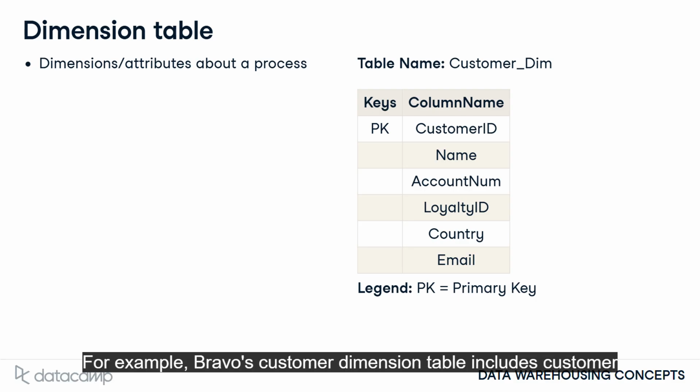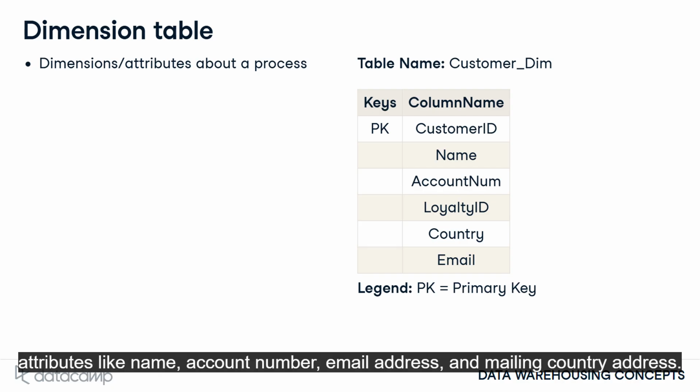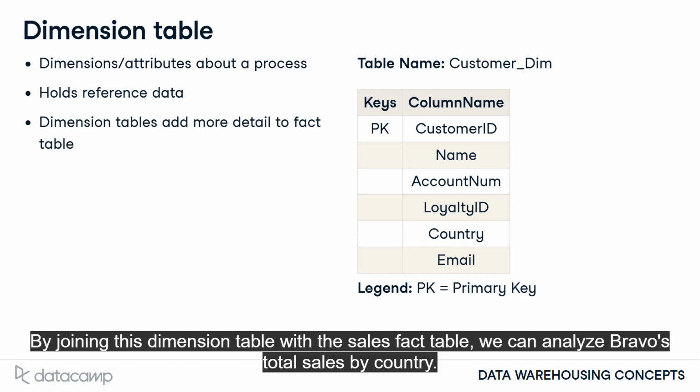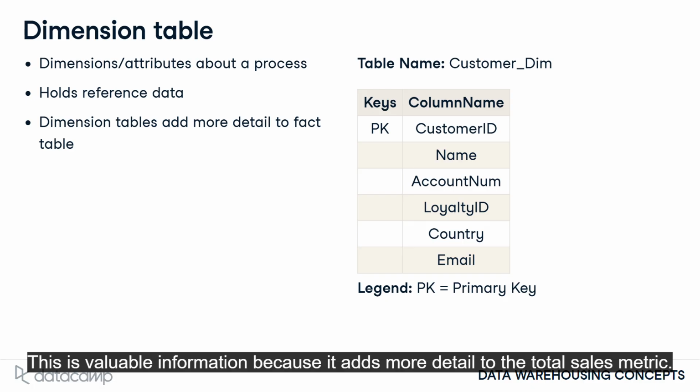For example, Bravo's customer dimension table includes customer attributes like name, account number, email address, and mailing country address. It is a reference table. By joining this dimension table with the sales fact table, we can analyze Bravo's total sales by country. This is valuable information because it adds more detail to the total sales metric.